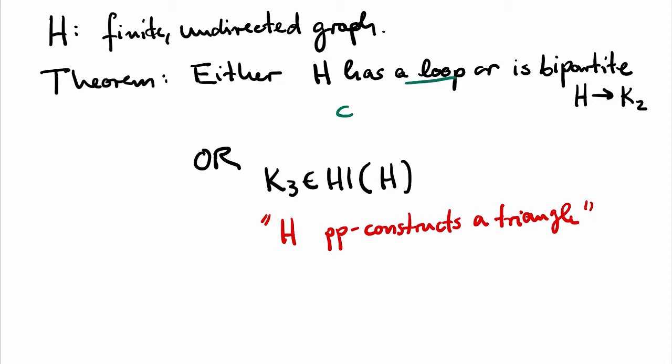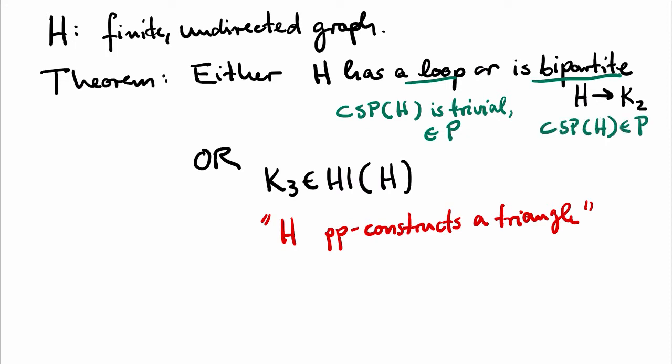If a graph contains a loop, then its CSP is trivial because every graph homomorphically maps to a loop. If H is bipartite, then the CSP of H is polynomial time solvable too, because a graph homomorphically maps to a bipartite graph if and only if it is itself bipartite, and this can be checked in polynomial time.